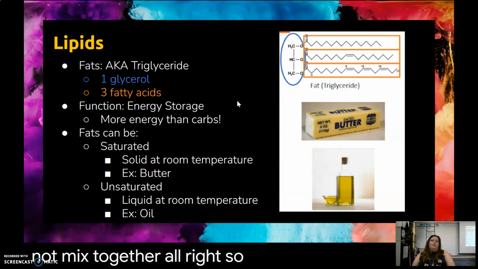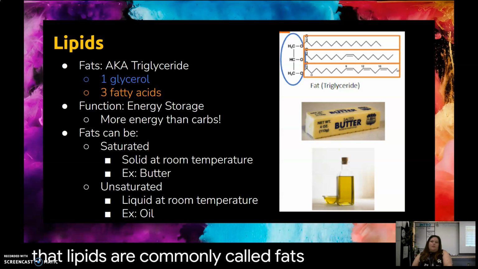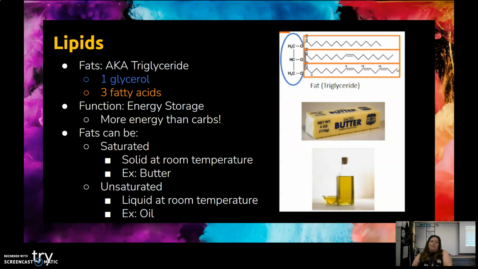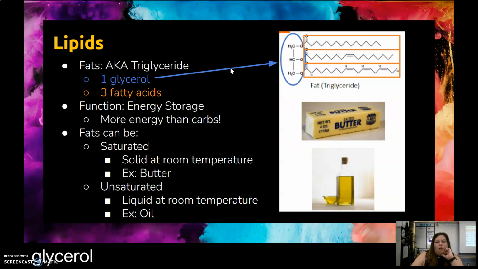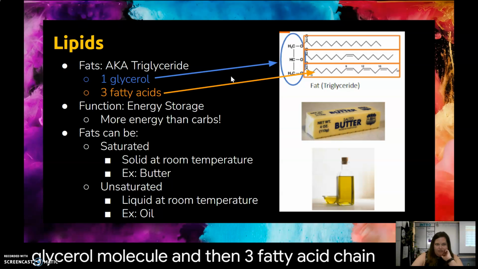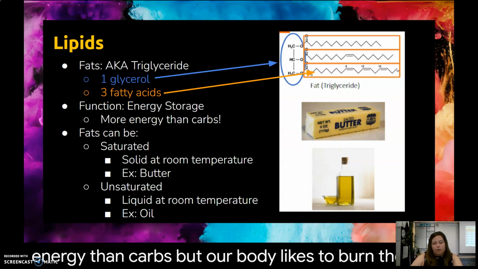All right, so make sure you also know that lipids are commonly called fats. It is a triglyceride that makes up the fats. So we've got one glycerol molecule and then 3 fatty acid chains. Again, it's for energy storage. It actually gives us more energy than carbs, but our body likes to burn those carbs first.